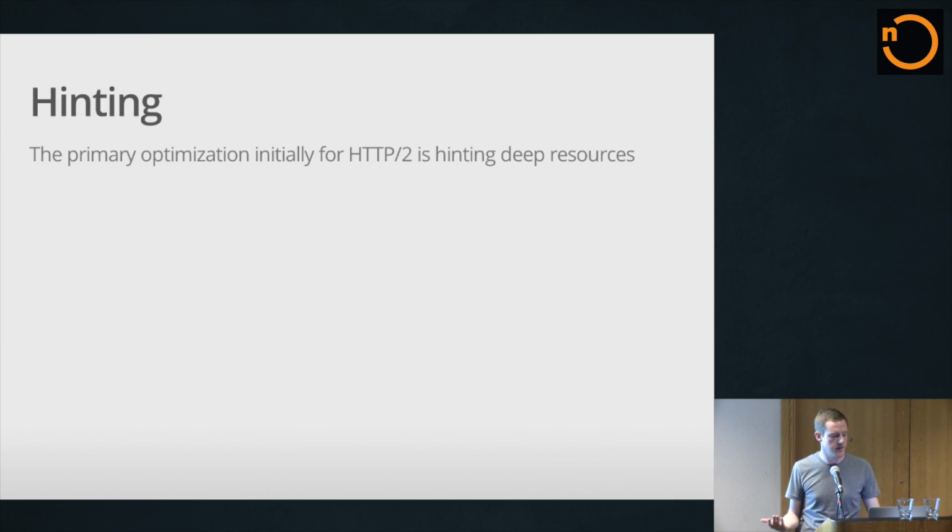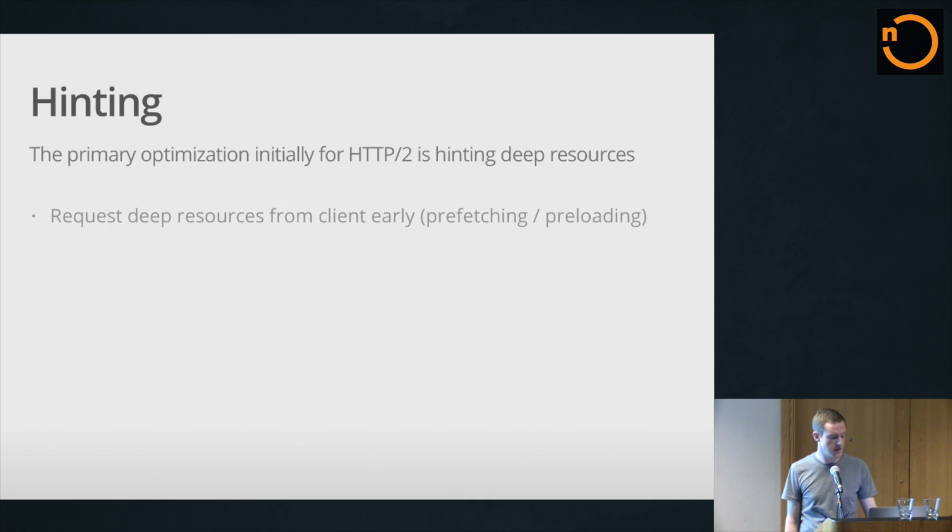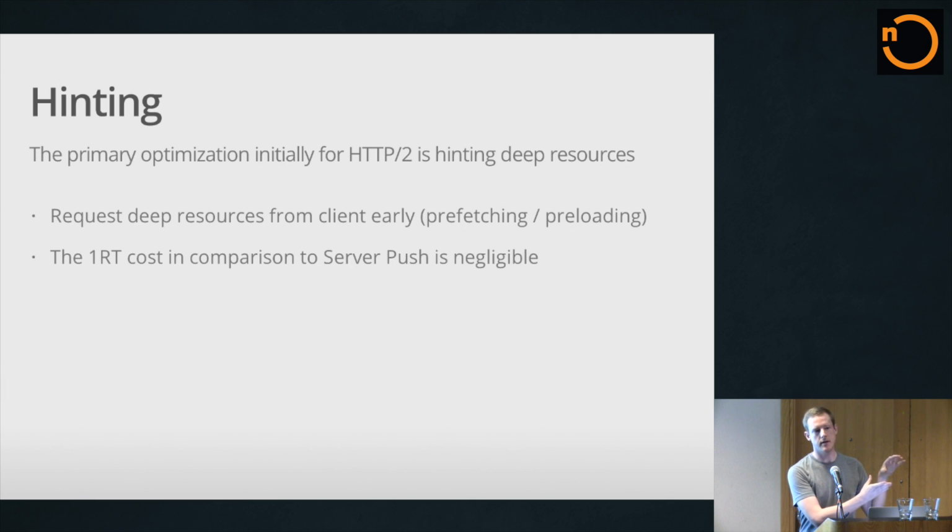So prefetching is within the class of hinting types of optimizations. The idea is you find out what the deep resources are in your tree that you would have to wait round trips to load, and you hint them up front. Because you're putting them in the HTML page itself, there's only a one round trip cost. So in comparison to server push, hint techniques aren't actually that expensive at all. And they work completely today.